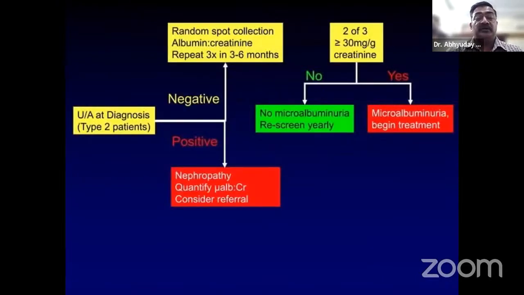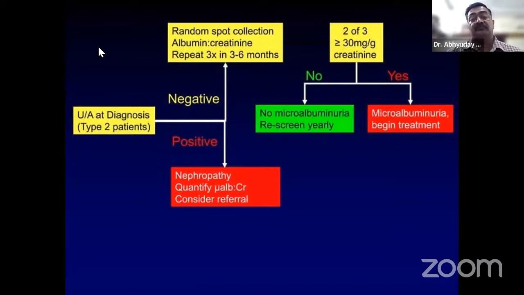So here, again, same thing, urinary albumin at diagnosis of type 2. If it is negative, then repeat it after a couple of months. If it is positive, it is nephropathy. We should quantify the microalbumin creatinine ratio, and if required, consider a referral to a specialist.